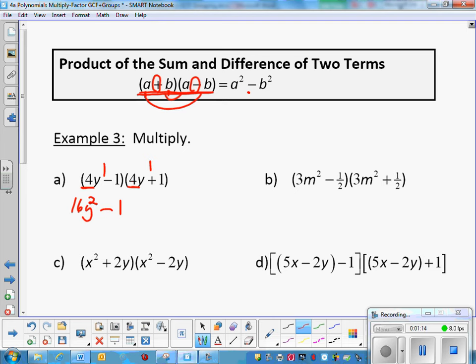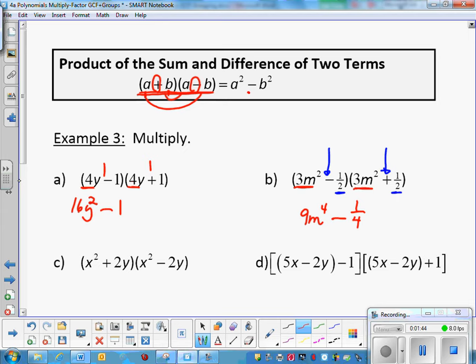Example B, a little uglier, but this is going to be a nicer one. Notice again that the first terms are the same and that the second terms are the same. And then I've got the minus and the plus there to fit the pattern. So if that happens, I'm going to multiply the front one. So 9m n squared times n squared is m to the 4th. And it's going to be a minus. And then 1/2 times 1/2 is 1/4.